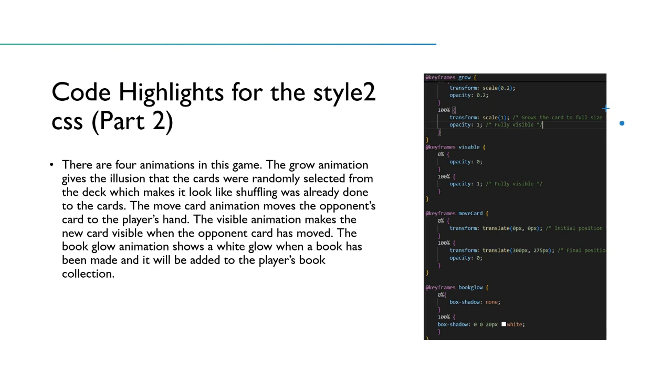There are 4 animations in this game. The grow animation gives the illusion that the cards were randomly selected from the deck, which makes it look like shuffling was already done to the cards. The move card animation moves the opponent's card to the player's hand. The visible animation makes the new card visible when the opponent card has been moved. The book glow animation shows a white glow when a book has been made, and it will be added to the player's book collection.